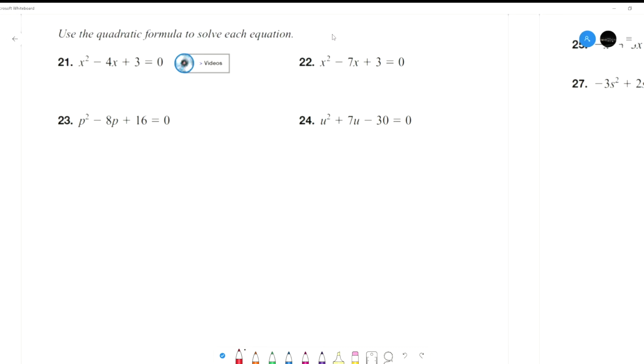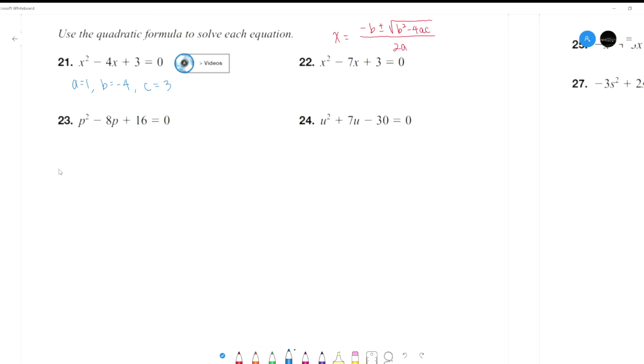The quadratic formula is x is equal to negative b plus or minus the square root of b squared minus 4ac, and then this entire thing is over 2a, right? So it's important that you identify your a, b, and c properly. So for 21, I'll write a is equal to 1, b is equal to negative 4, and c is equal to positive 3, right? Make sure the appropriate signs are there, otherwise you'll get the problem wrong.